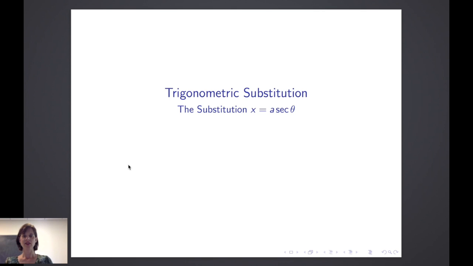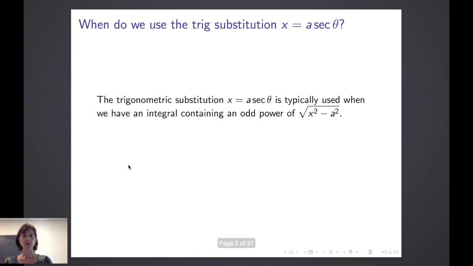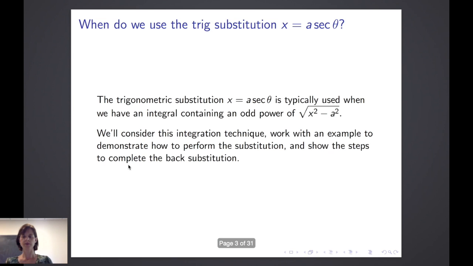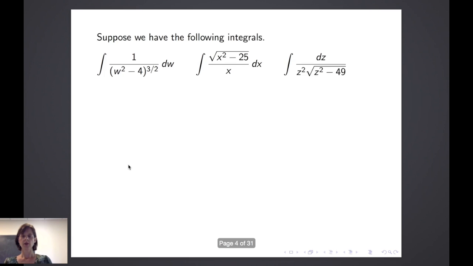Hello! In this video, we will consider our third and final trigonometric substitution, namely x equals a secant of theta. This particular trig substitution is used when we have an integral containing an odd power of the square root of x squared minus a squared. So in this video, we'll look at an example demonstrating how to perform this substitution and integrate and then complete the back substitution. Suppose we have the following integrals.